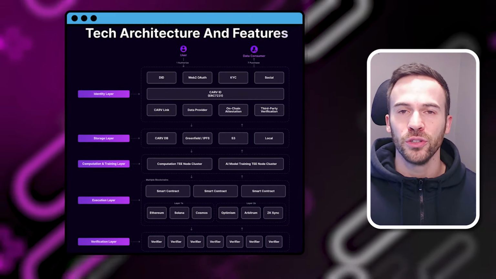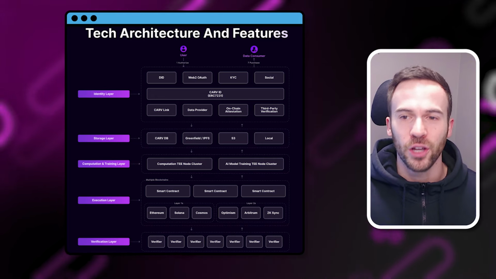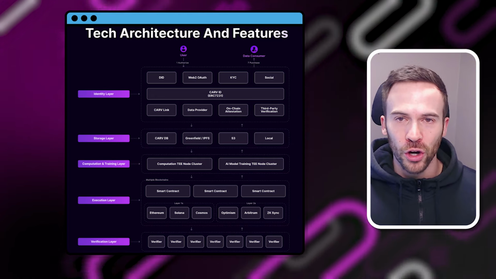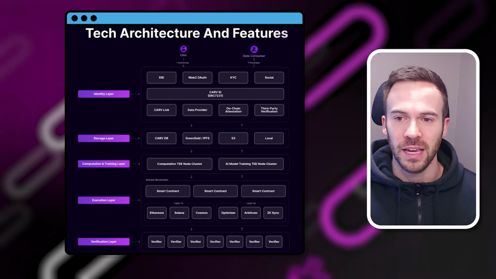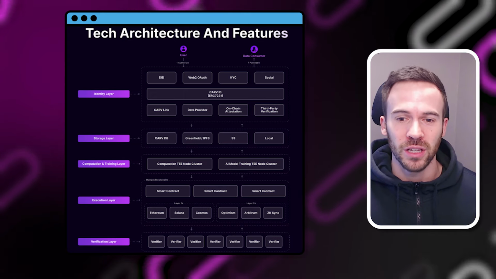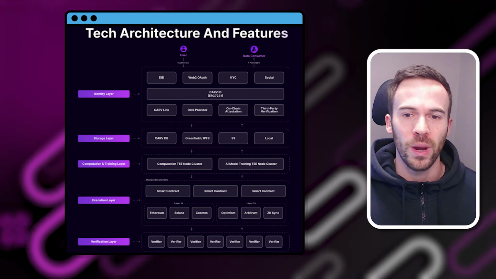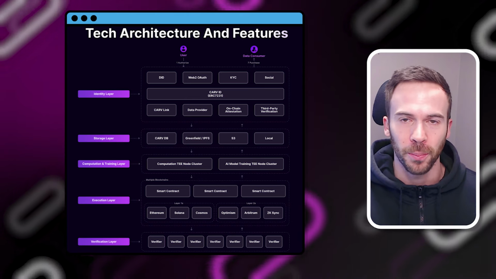So now that we understand a bit more about the different products that are offered by Carv, let's take a look at the architecture of this layer, because there is a lot, and we're not going to go into each and every single one of these sections. I just want to paint a picture as to where these nodes actually come into play.